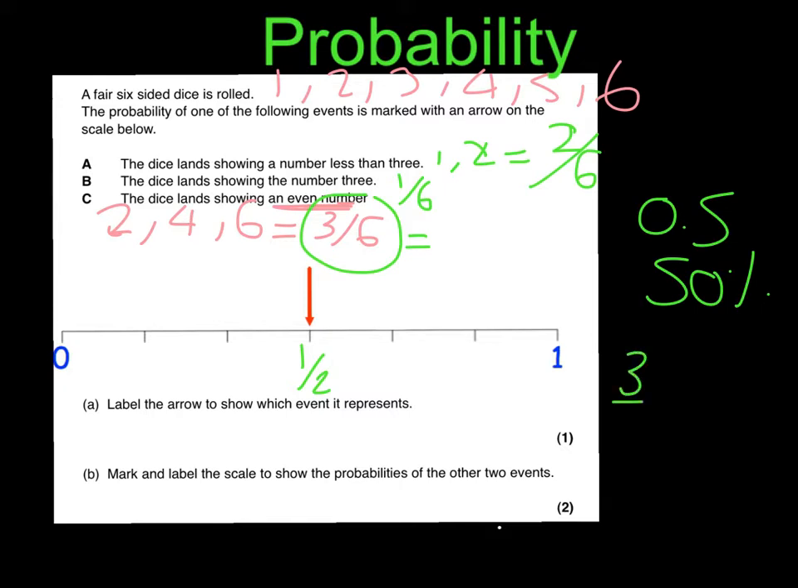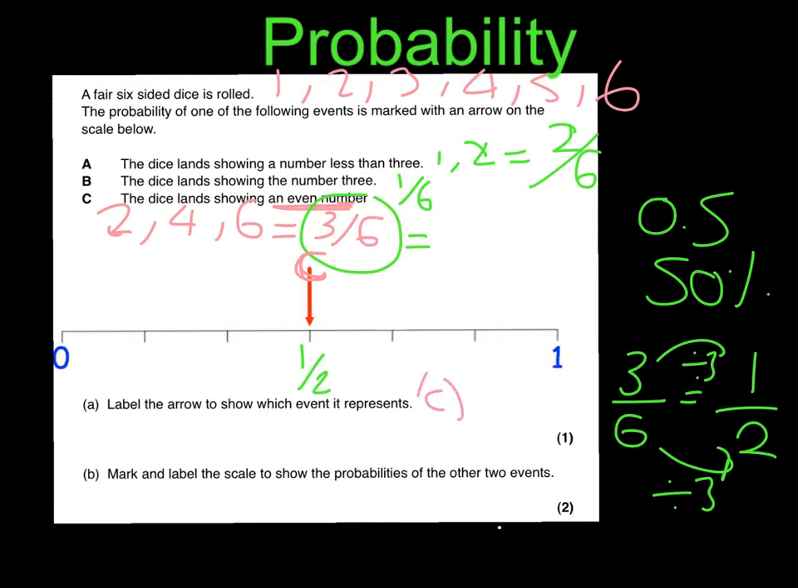So I'm going to show it here. 3 out of 6 is identical to a half. If you use equivalent fractions, divide both top and bottom by 3. So that is going to be our half. So that is option C. So the arrow is at point C. It says label the arrow to show the one that represents it, so we now know that's C.